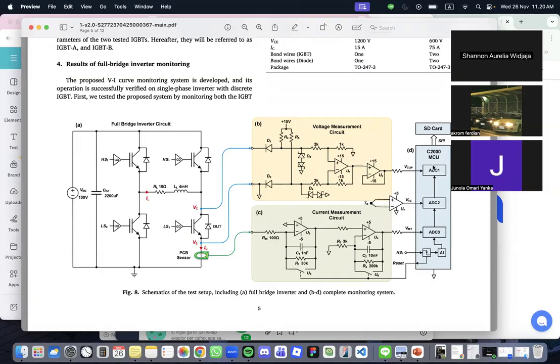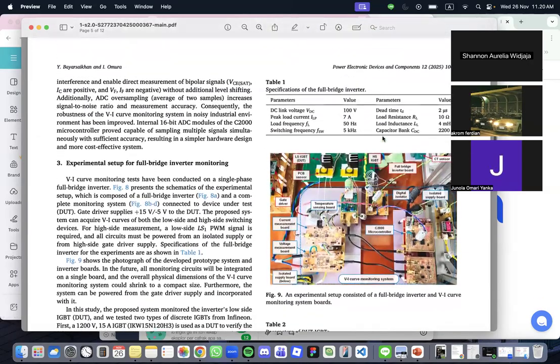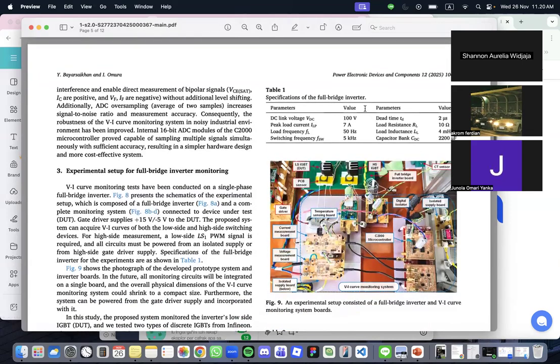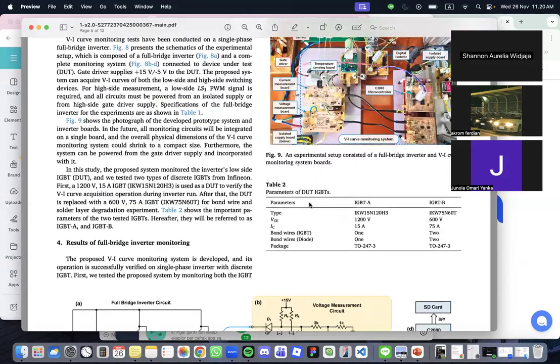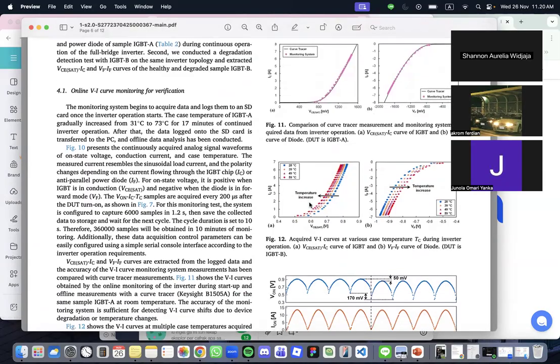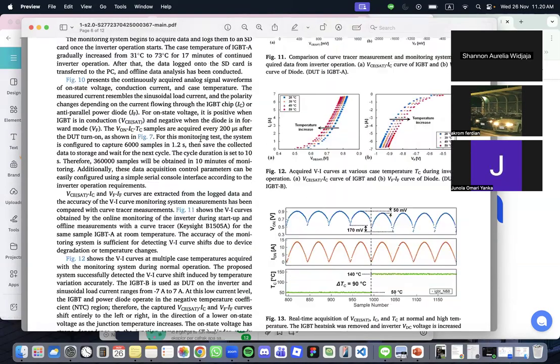This is the SD card and the MCU. This is the table that shows the specifications for the full bridge inverter, and this is the experimental setup if you would like to set up the whole system. And then this is the online VI curve monitoring for verification.